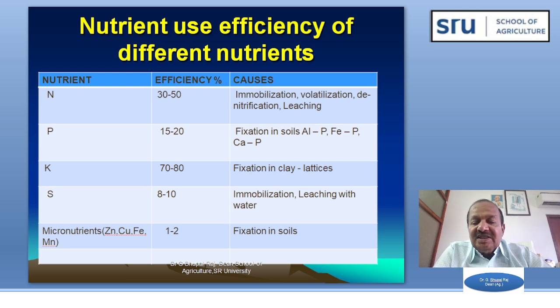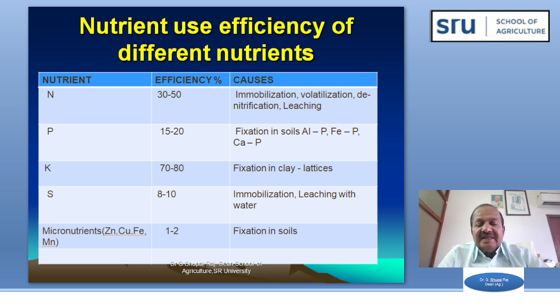So most of the quantity is fixed in the soils, so only 15 to 20% is available. Like that, for potash fertilizers, if you take potash, the nutrient use efficiency is more when compared to nitrogen and phosphorus. 70 to 80% nutrient efficiency is there with respect to potash. The remaining 30% not available is mainly due to fixation in the clay lattices.